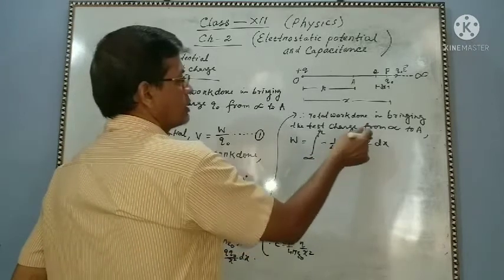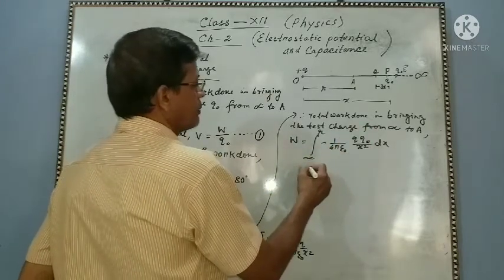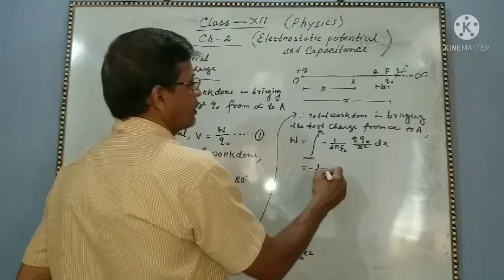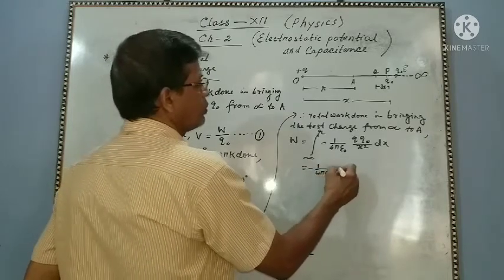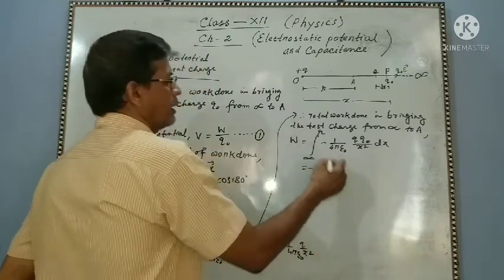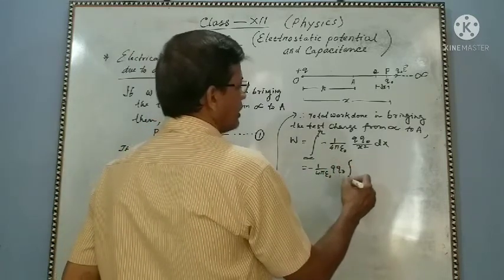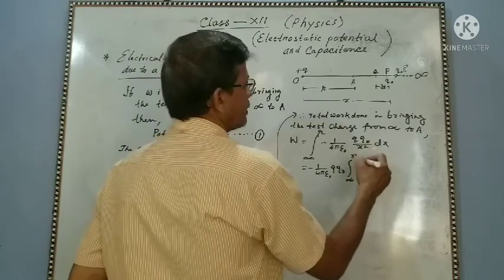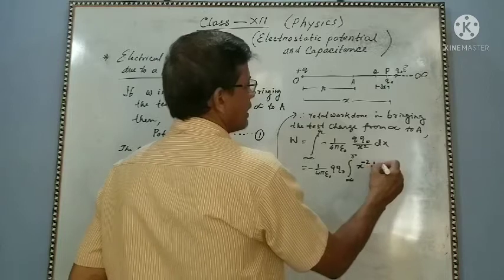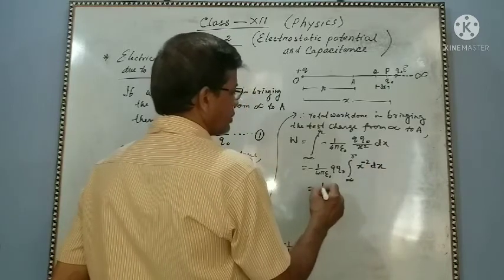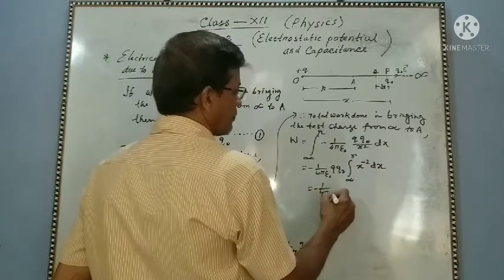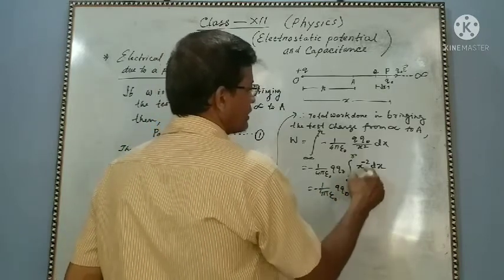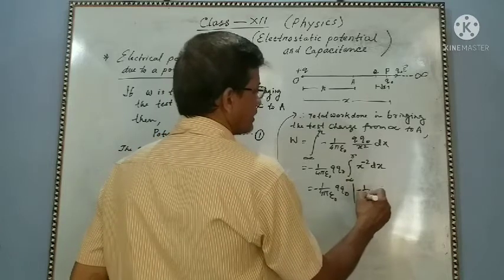This is constant, Q0 also constant. It comes out: minus 1 by 4 pi epsilon naught Q0 and the integration from infinity to r of x to the power minus 2 dx. It will be minus Q0 and its integration will be minus 1 by x.